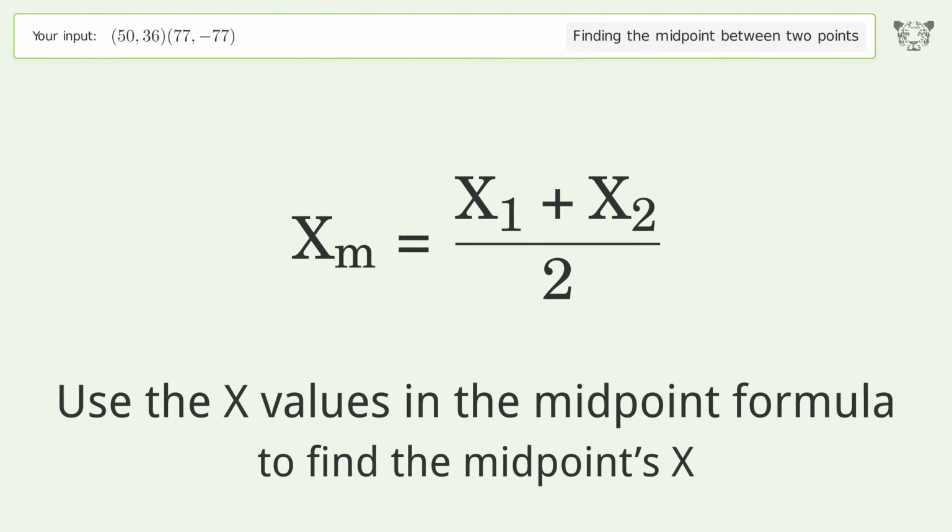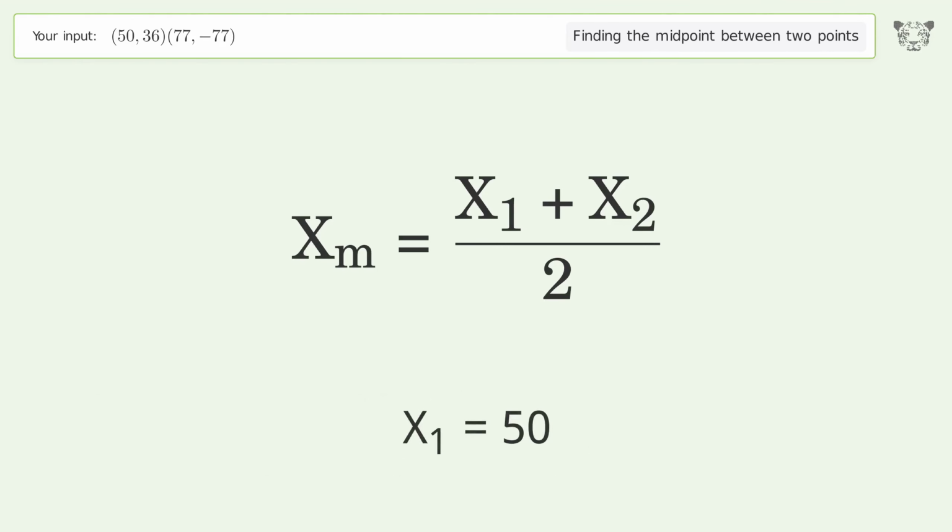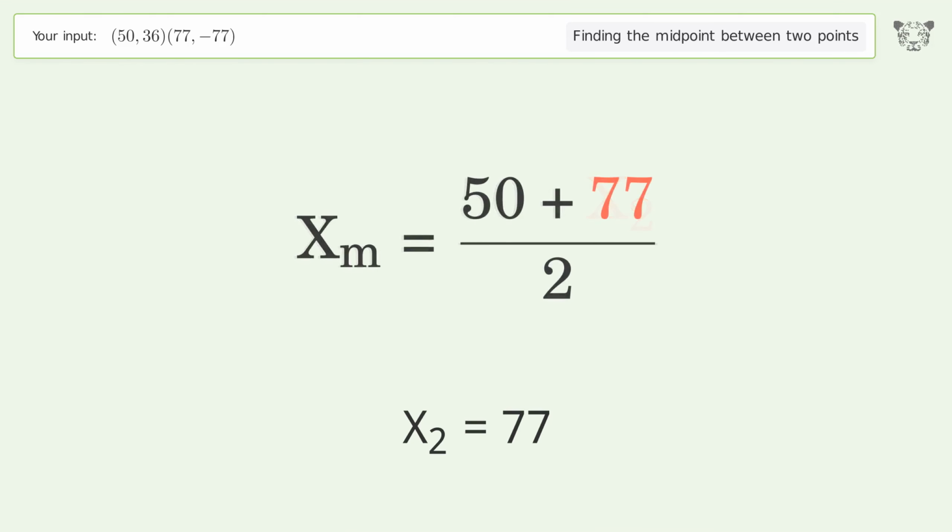Use the x values in the midpoint formula to find the midpoint's x. x1 equals 50. x2 equals 77. Simplify the arithmetic.